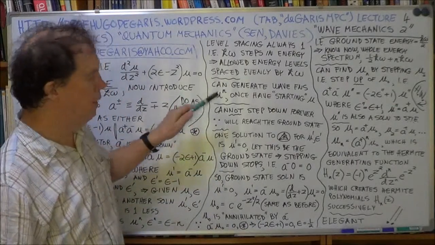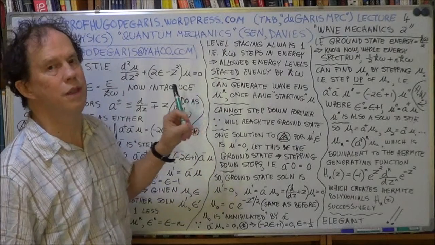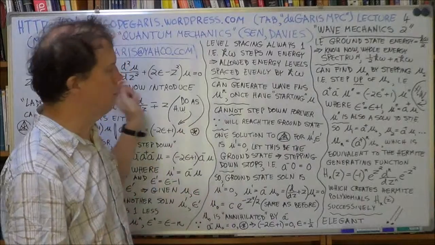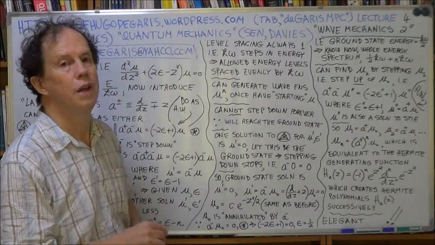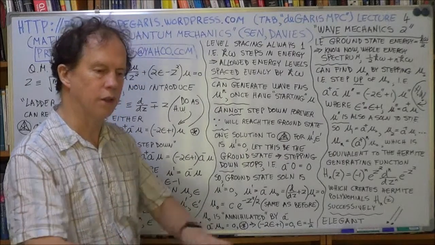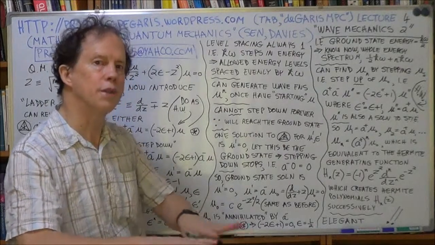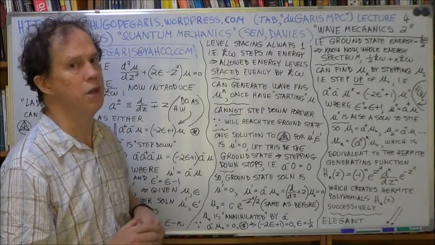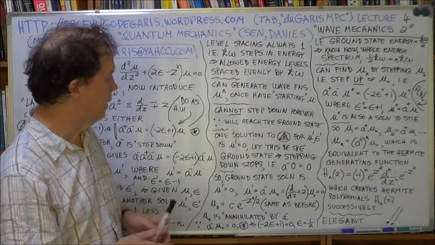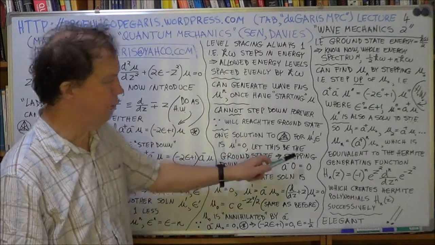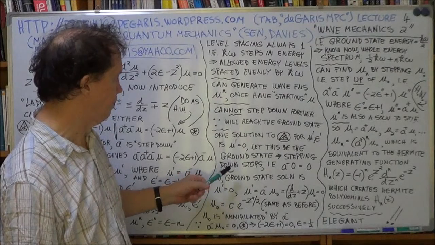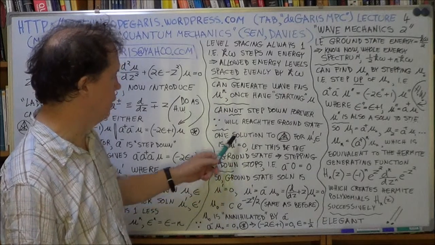Now, you cannot continue doing this forever, because we're talking about the simple harmonic oscillator. We know that there is a ground state energy, the lowest possible energy level, and we know that that's a half h bar omega. So we cannot keep stepping down forever. Sooner or later, it will have to stop.